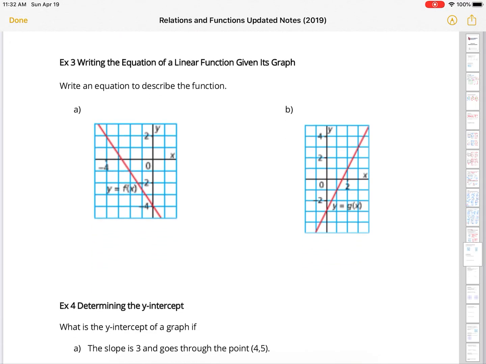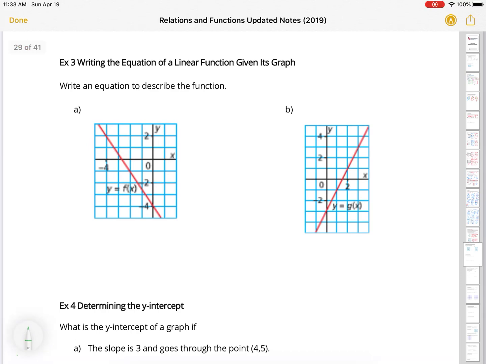Writing the equation of a linear function given its graph. So here we're going the opposite direction. What we're going to do is take a look at the graph and figure out what the slope and the y-intercept are and use that to write the equation.